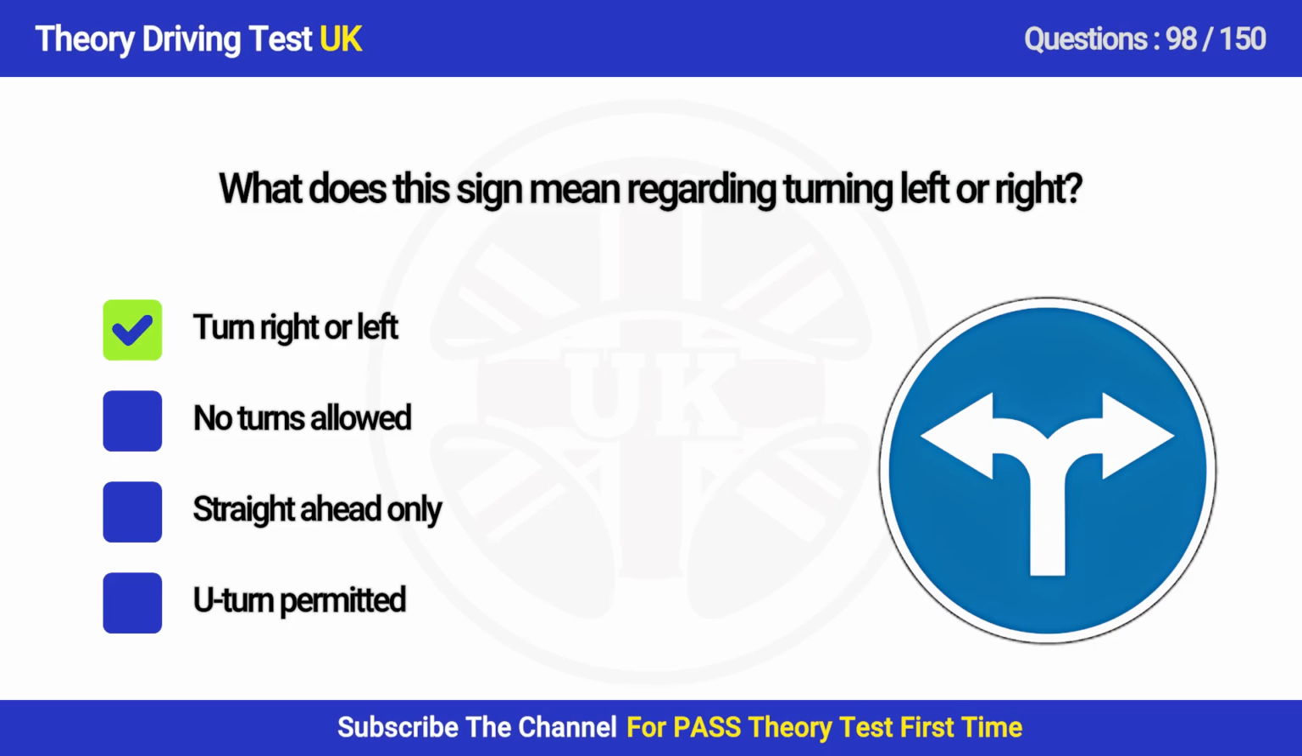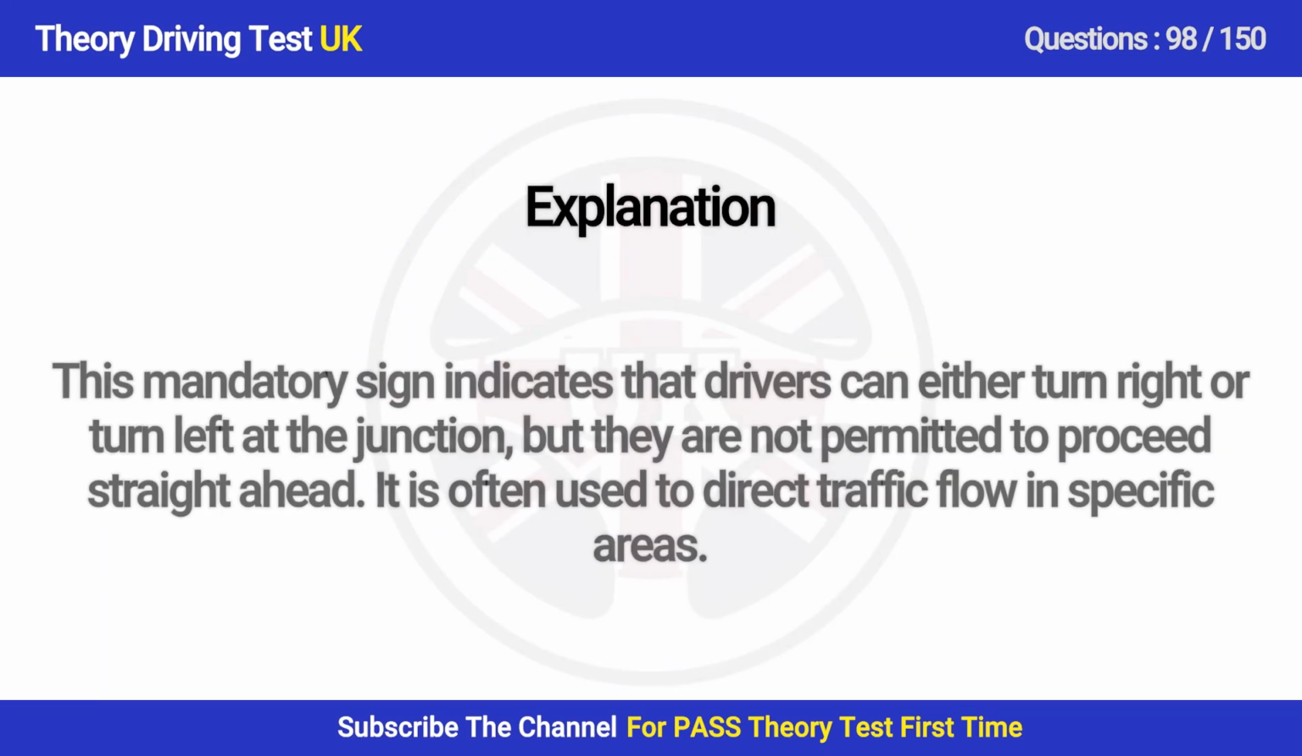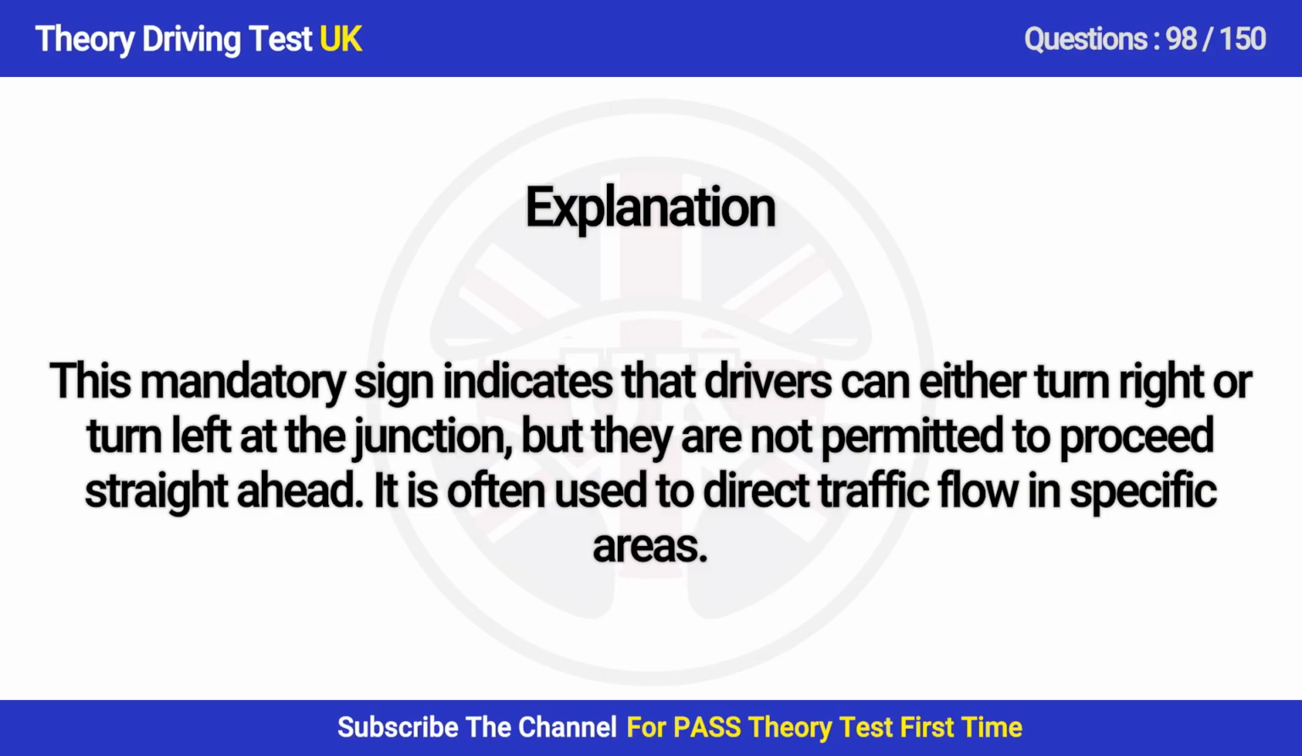Answer is A. Turn right or left. This mandatory sign indicates that drivers can either turn right or turn left at the junction, but they are not permitted to proceed straight ahead. It is often used to direct traffic flow in specific areas.